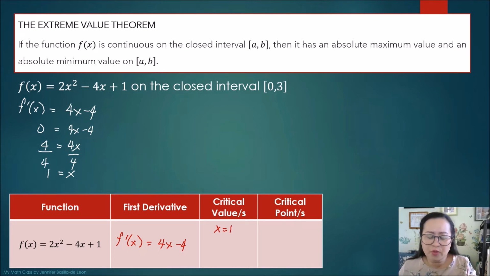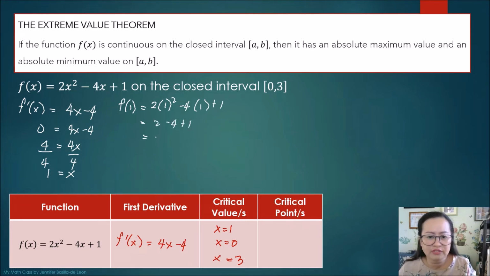Now, since we are dealing with a closed interval, the endpoints of the interval are also critical values of the function. So we will include x equals 0 and x equals 3. Now, to get the coordinates of the critical points, we have to evaluate the original function at these 3 critical values. So let's start first with f(1). So 2 times the square of 1 minus 4 times 1 plus 1. We simplify that.